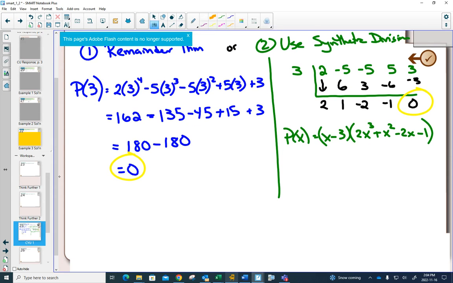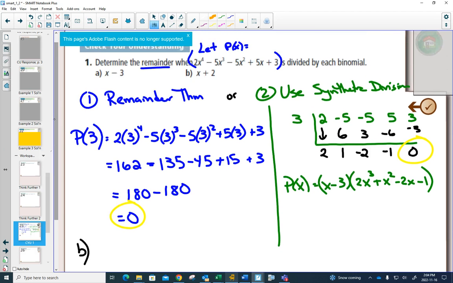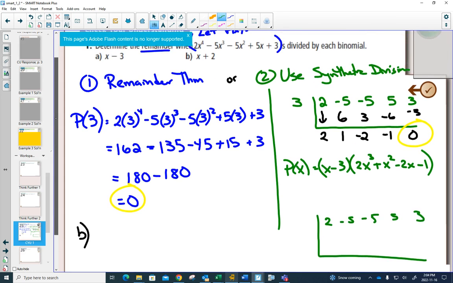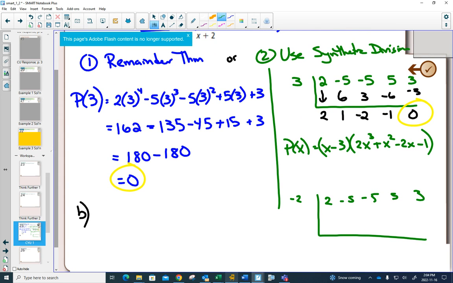All right, part B. The only time I actually find that the remainder theorem is quick mental math is if you have a really small number here, like 1. X plus 1, x minus 1, remainder theorem, no problem. But with x plus 2, I would probably say, I don't want to do the remainder theorem. I want to do 2, negative 5, 5, 3. I'm dividing by x plus 2, so I'd write a minus 2 out here.